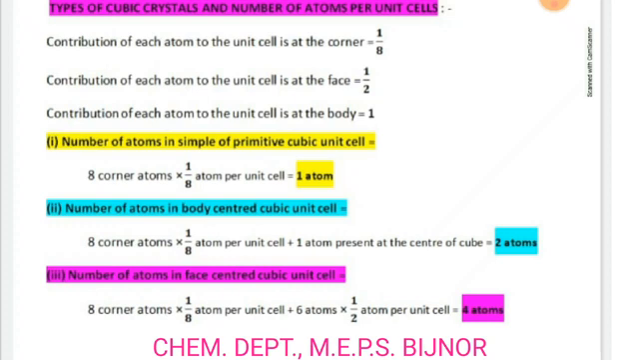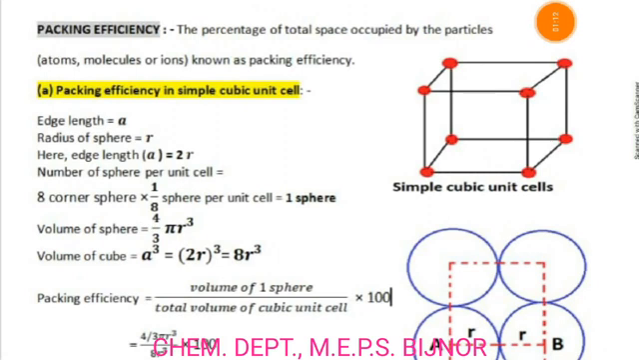Third, the number of atoms in an FCC, face centered cubic unit cell, is equal to 8 corner atoms multiplied by 1/8 atom per unit cell, plus 6 face atoms multiplied by half atom per unit cell, which is equal to 4 atoms. It means FCC holds 4 atoms. Packing efficiency is the percentage of total space occupied by the particles, atoms, molecules or ions.